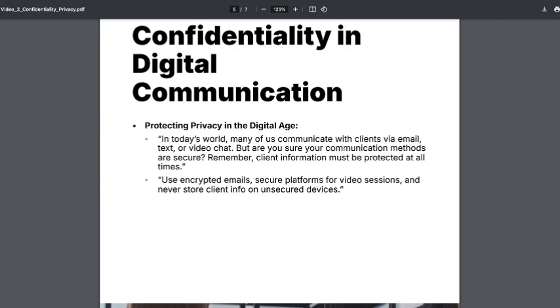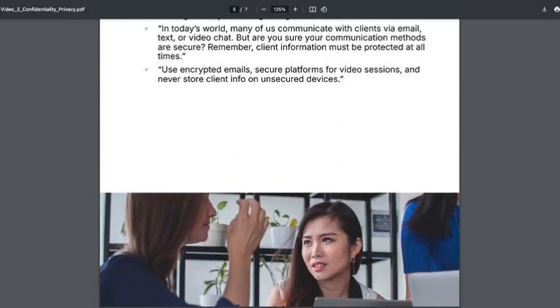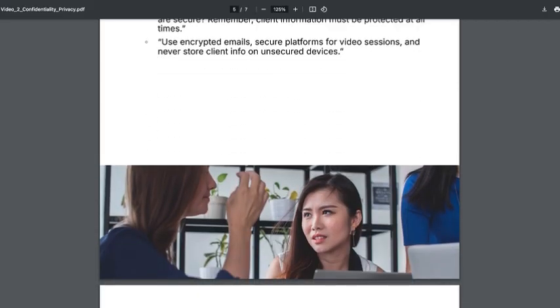If you're going to email clients, make sure you have a HIPAA compliant email system. Make sure your email is encrypted. Use a secure platform for all your video sessions. And you never want to store your client's information on unsecured devices. This is very, very important, guys, because if you violate this and you don't make sure that your client's information stays confidential and it is exposed to other people, then there are steps that you have to take and you have to be reported because you have violated this client's confidentiality.